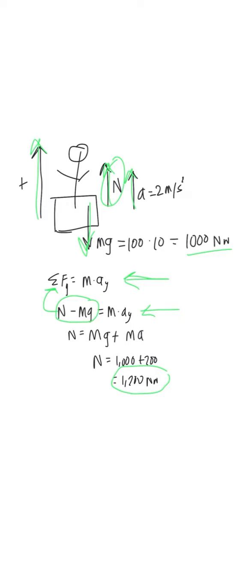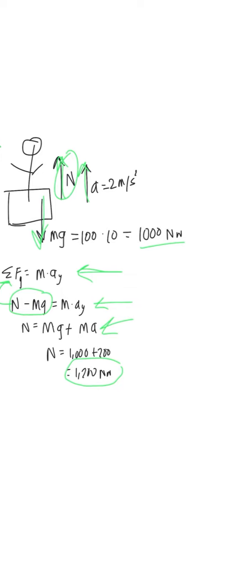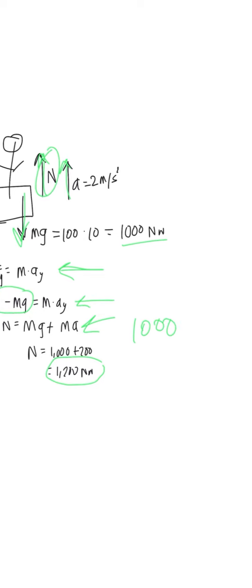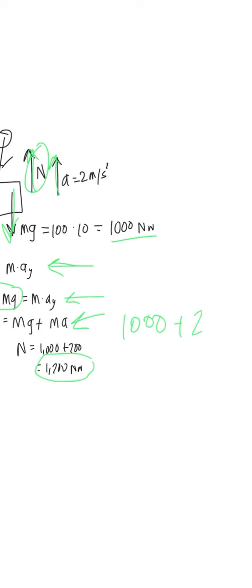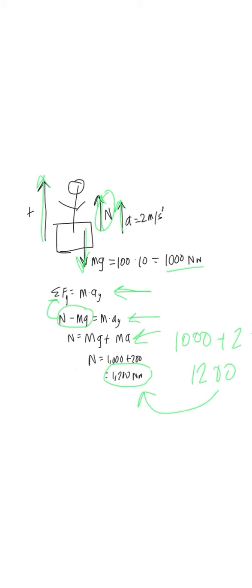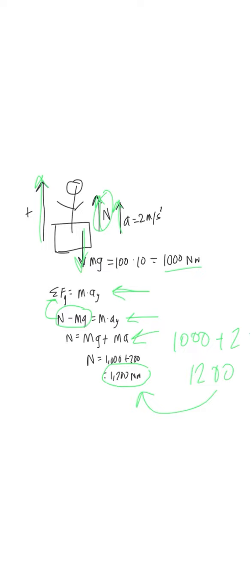So we know these values. We know that the mass times the gravity is 1,000 newtons, and we know that the mass times the acceleration is 2, which is the acceleration, times 100. So that's 1,200. So that is what the normal force is. That's the value of the normal force.